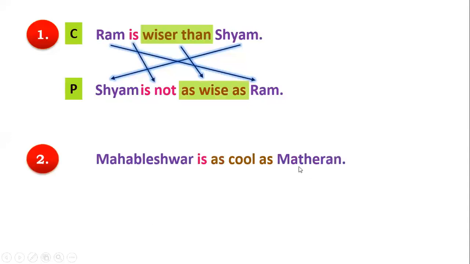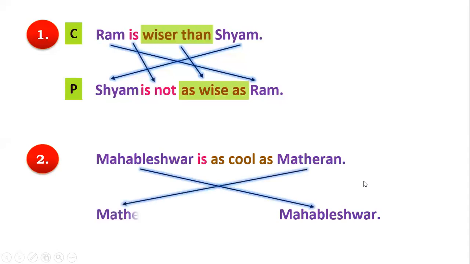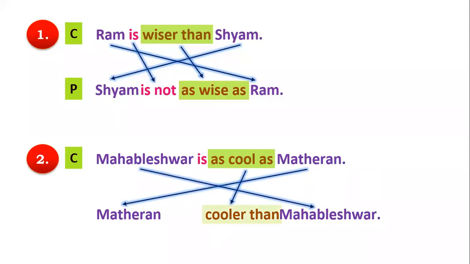Once again, here we go. Mahabaleshwar is as cool as Matheran. So in this case, once again, Matheran and Mahabaleshwar are going to swap, that is two things. Next, positive degree, that is as cool as. Is it going to change to superlative? No, it is going to swap to comparative, because superlative is impossible, hence cooler than. Affirmative changes to negative, that is, is changes to is not. I'm pretty sure that now everybody must have understood each and everything from this concept of the third type, whenever we compare two specific things.